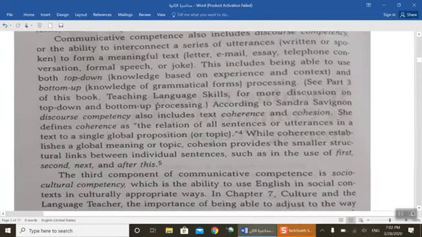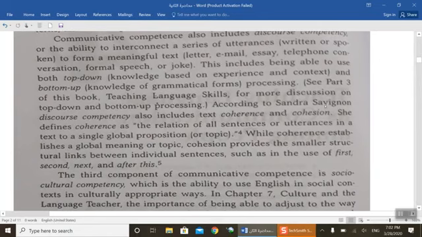According to Sandra Savignon, discourse competency also includes text coherence and cohesion. Please read these two terms. Coherence and cohesion. What is coherence?